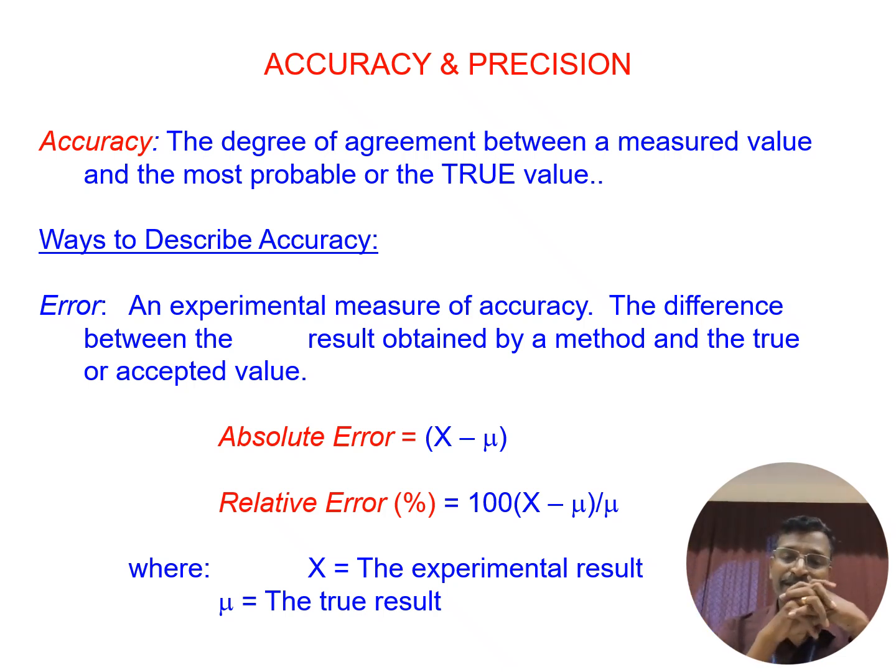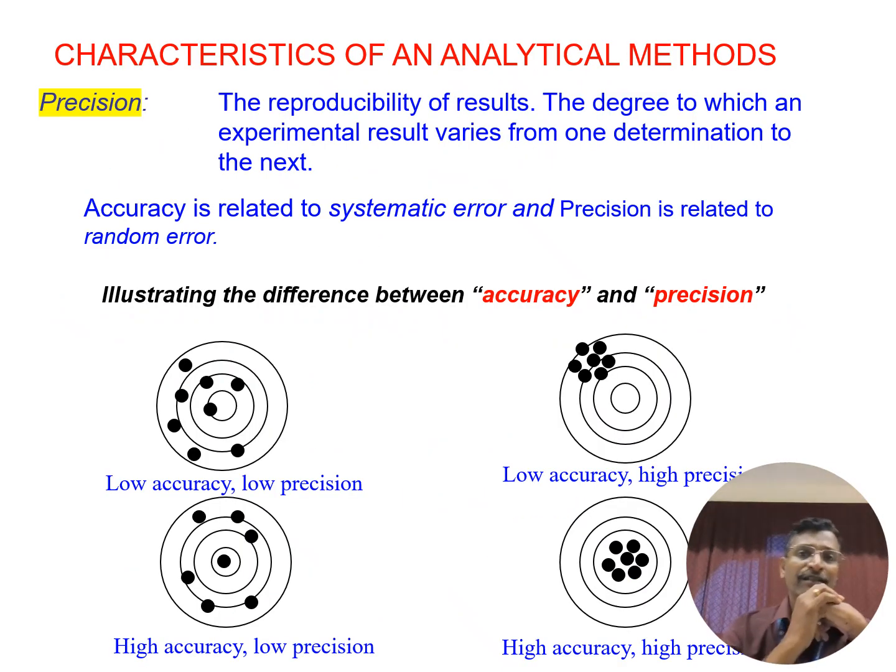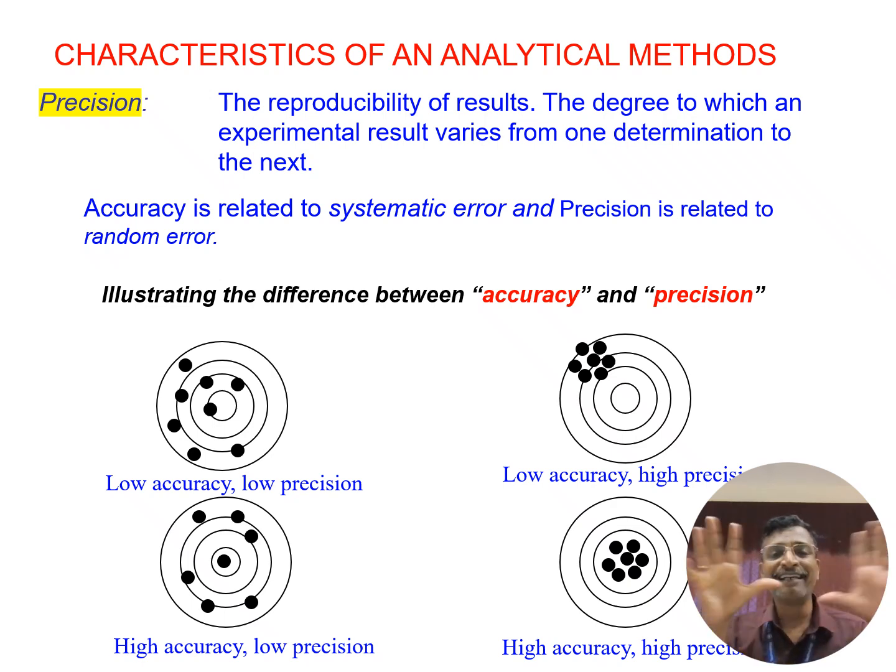Accuracy is nothing but the real value minus the observed value, that is absolute error. Whereas relative error means the real value minus observed value divided by the real value. Okay, so observed value minus the real value divided by the real value multiplied by 100. That is called relative error. Okay, right. Now, look at this image. You can clearly understand the concept of accuracy and precision.